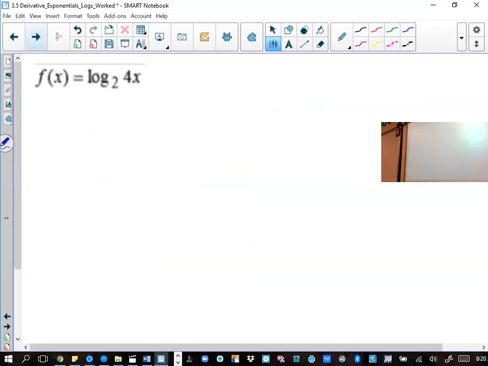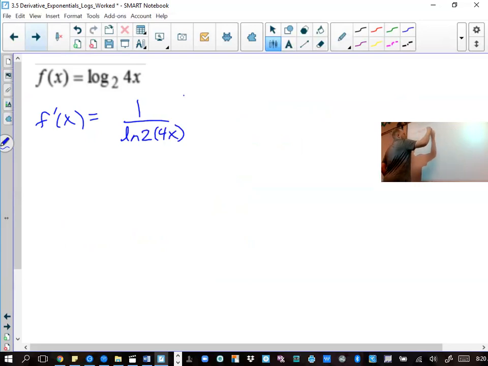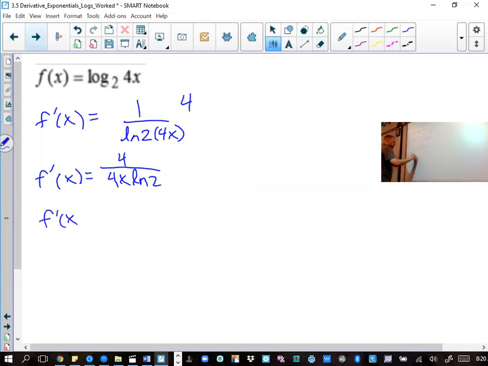Now we're getting into those logs. So remember that f prime of x, we write this as 1 over the natural log of our base, which is 2, times 4x, times the derivative of the inner. So the derivative of that inner is just 4. And so we end up with f prime of x is equal to 4 over 4x natural log of 2. And then we could pull out that 4, so we have f prime of x is equal to 1 over x natural log of 2.